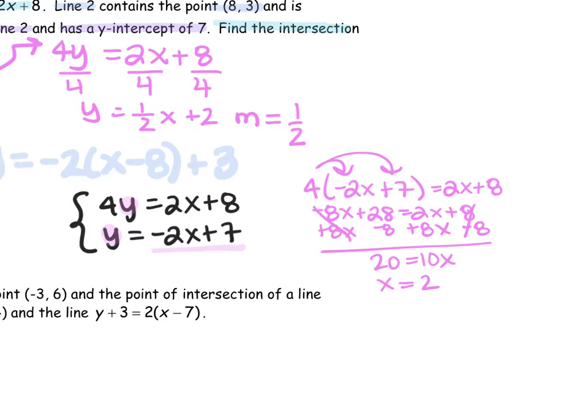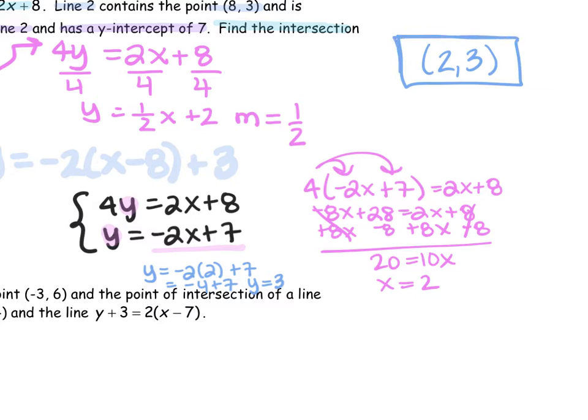Now that I know that x equals 2, I can go back and solve for y. y is equal to -2x, which is 2, plus 7. So that's -4 plus 7. y is equal to 3. So the point of intersection here, of line 1 and line 3, is the point (2, 3).